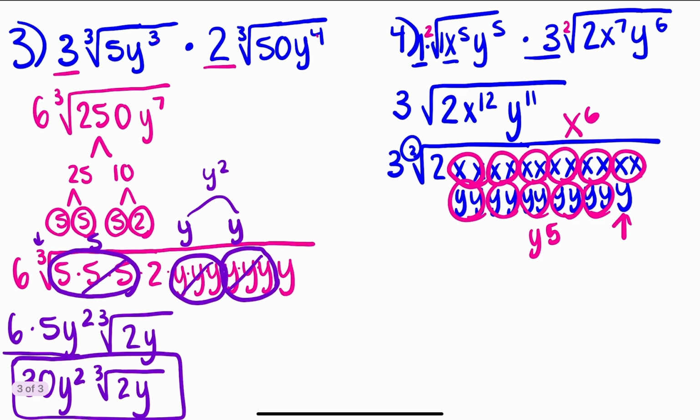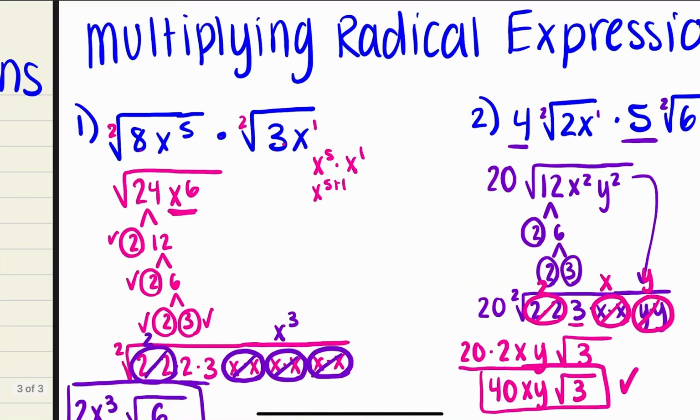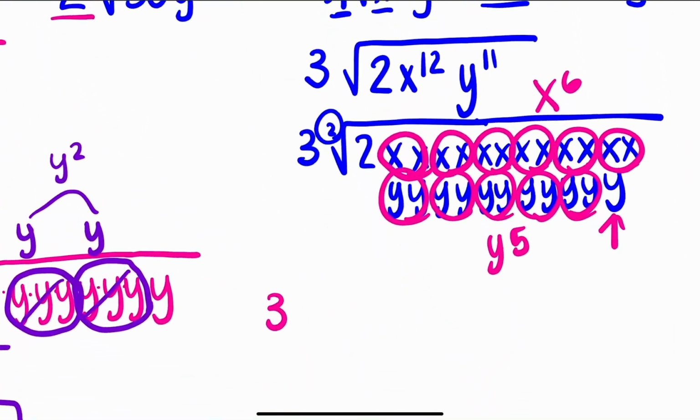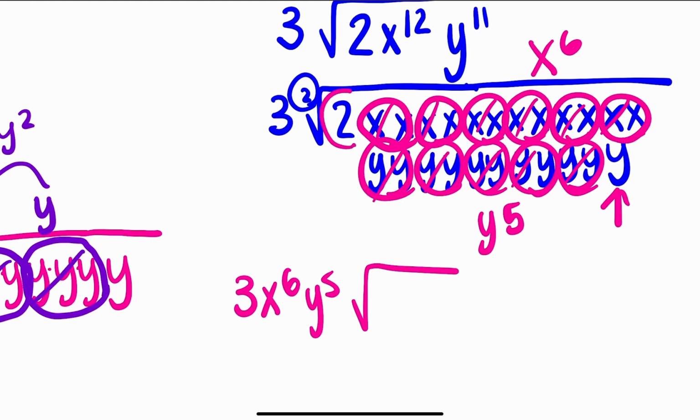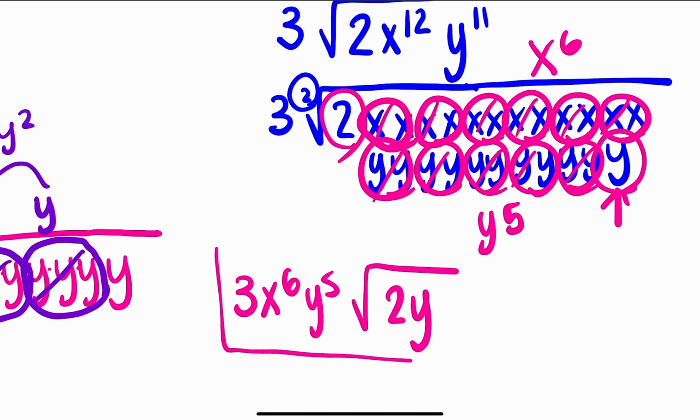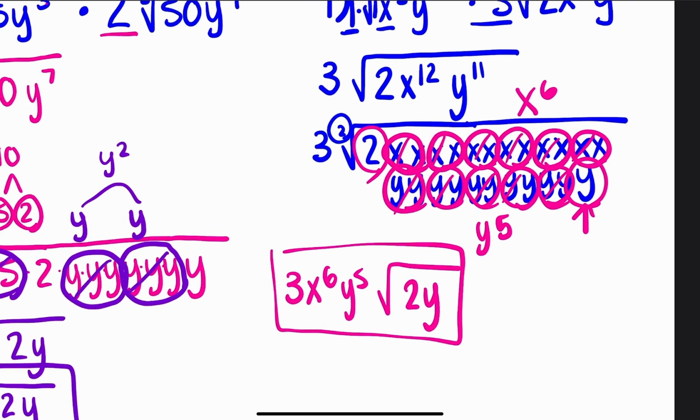So outside I have 3 times my x to the 6th, because I'm taking all these out. I can take out my y to the 5th, because I'm taking all these out. And in my radical symbol, I'm left with just this 2 and this y. And that is my final answer.